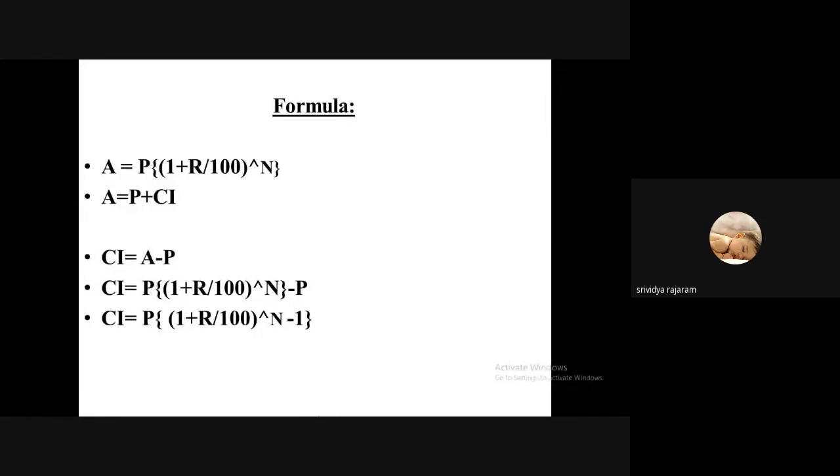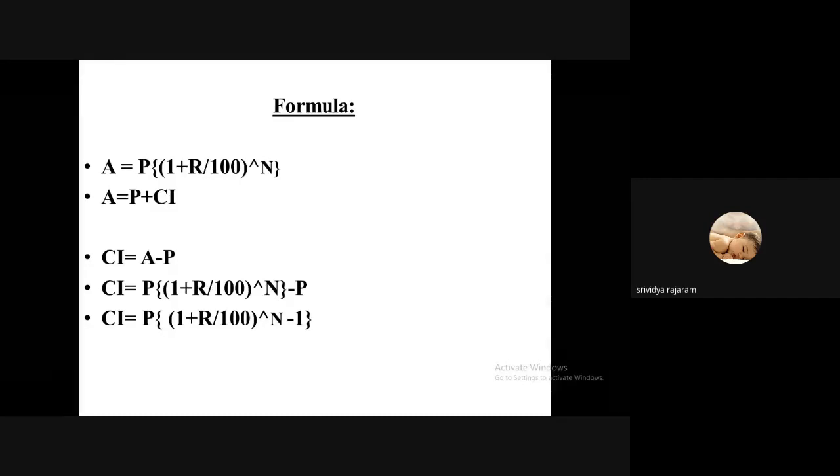All the terms are the same as those of simple interest. P is the principal amount, A is the new amount, R is the rate of interest, N is the number of years. Everything is the same as simple interest, but only the formula differs. So let us see first what is the formula of A. A is equal to P into 1 plus R by 100, the whole power n.